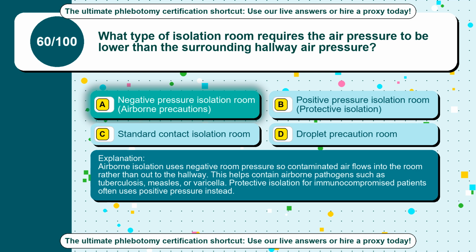Airborne isolation uses negative room pressure so contaminated air flows into the room rather than out to the hallway. This helps contain airborne pathogens such as tuberculosis, measles, or varicella. Protective isolation for immunocompromised patients often uses positive pressure instead.